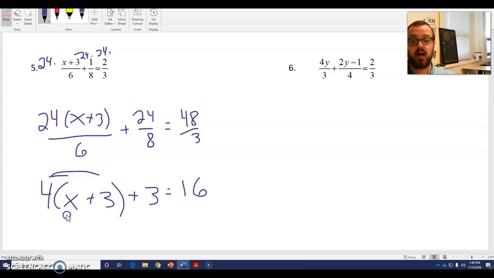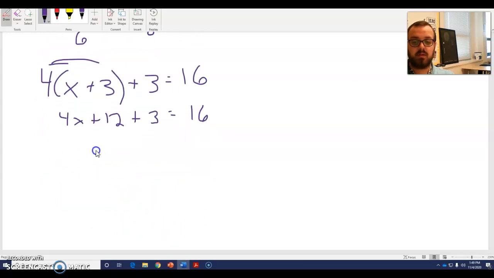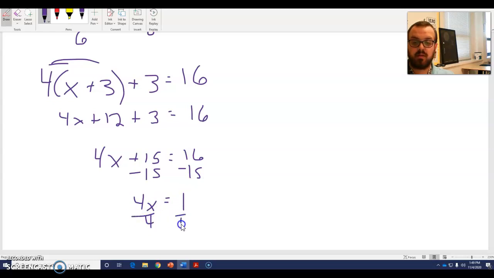I'll distribute. I'm going to get 4x plus 12 plus 3 equals 16. Combining like terms, I get 4x plus 15 equals 16. Subtract 15, subtract 15. You get that 4x equals 1. Divide by 4, divide by 4, x equals a quarter.